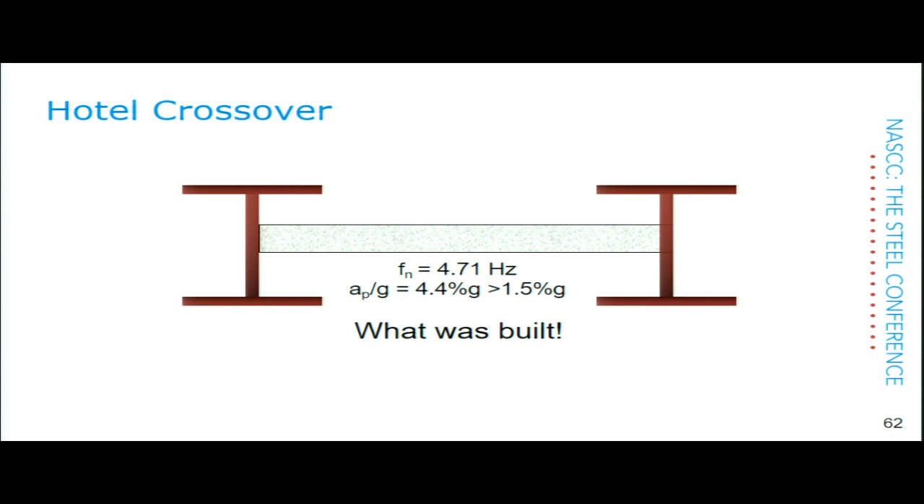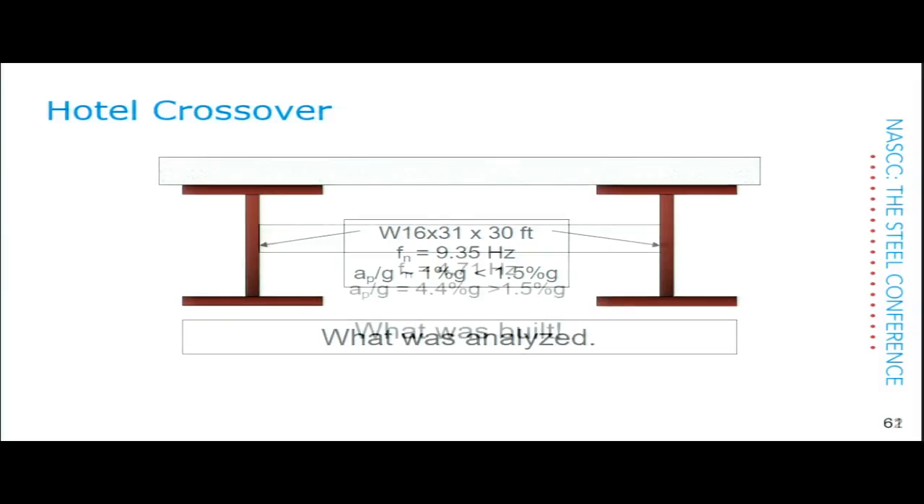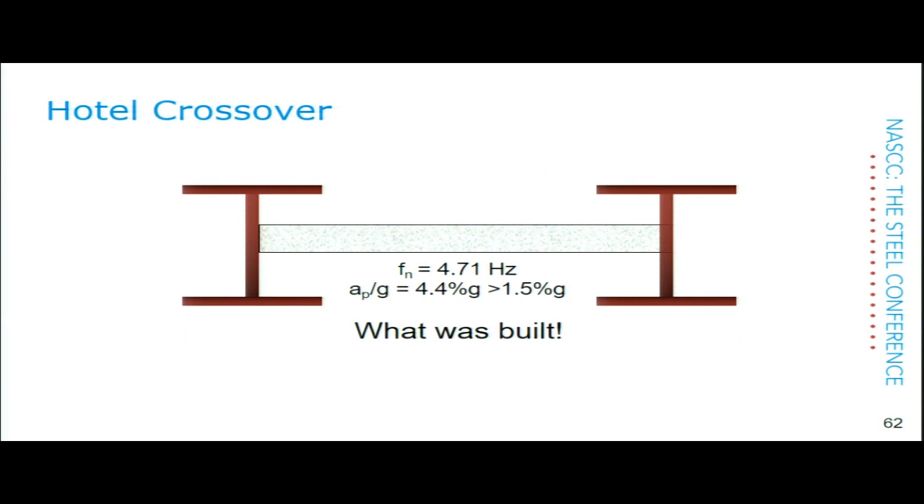All right. So the predicted frequency for this condition is 9.35 hertz. Predicted acceleration is about 1% of gravity, which is less than the 1.5% recommended for indoor footbridges. And what he got was a frequency of 4.71 hertz and an acceleration of 4.4% of g. One time I showed this in a talk, and the guy in the back of the room said, "Oh," and you can fill in the blank. And I laughed because I knew what he was talking about. He had actually done exactly the same thing.